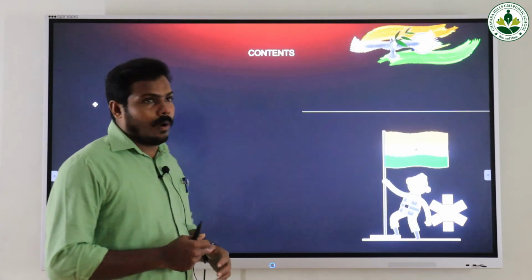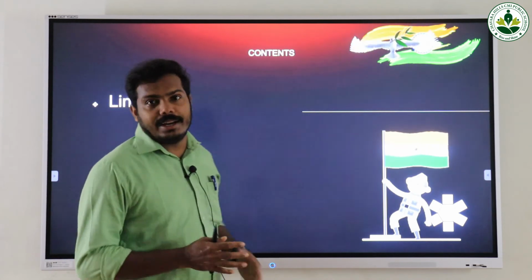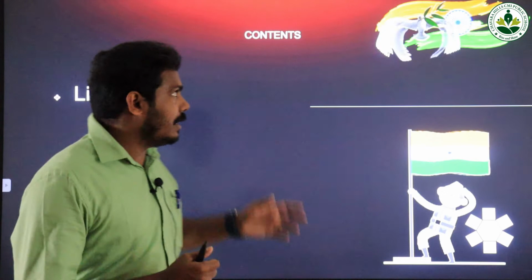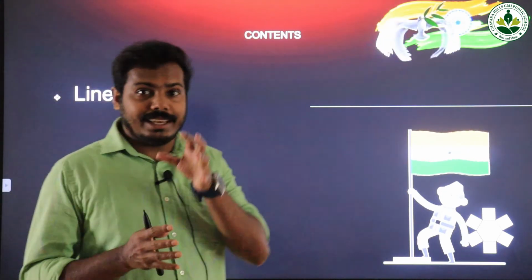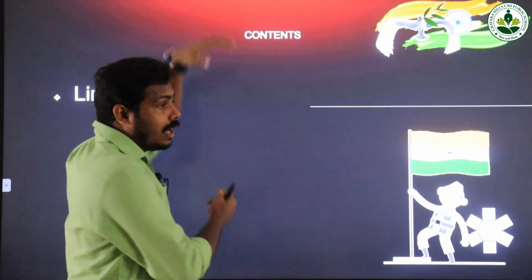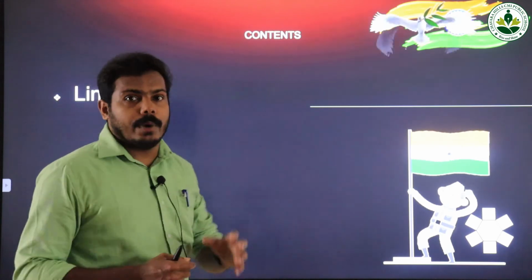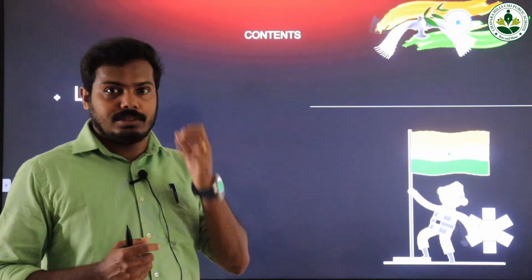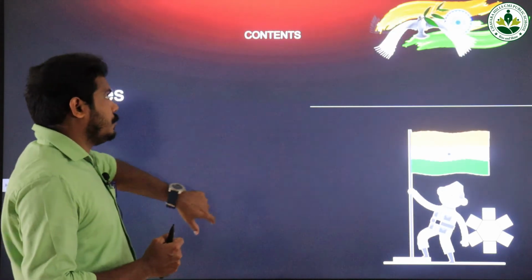These always keep an equal distance, or we can say they never meet at any point. These types are called parallel. We can say the edges are parallel. So our first topic is parallel lines. In lines, first we are going to discuss parallel lines.